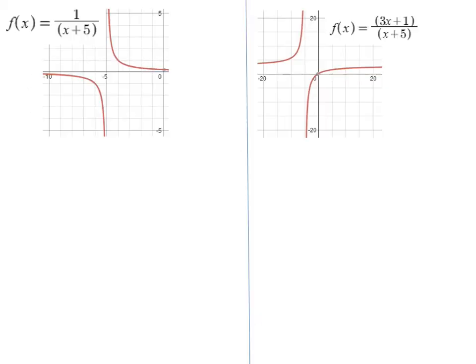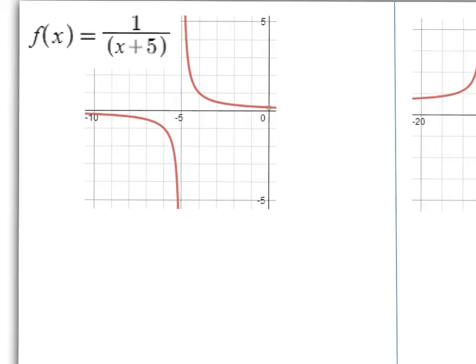Okay, so here we have some different functions. For this first one, we have the function y equals 1 over x plus 5, okay? And we know by looking at this that the line y equals 0 is going to be a horizontal asymptote because the degree of the numerator is less than the degree of the denominator, okay? So the line y equals 0 is a horizontal asymptote, right?